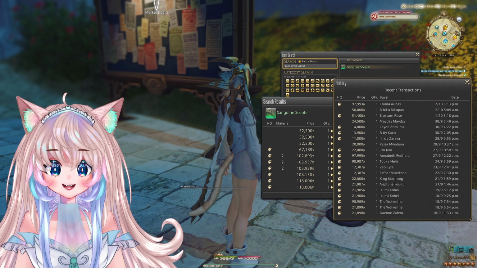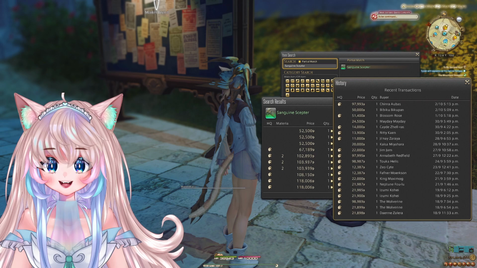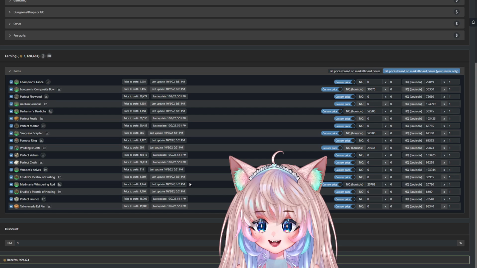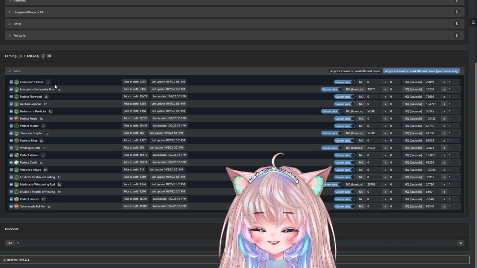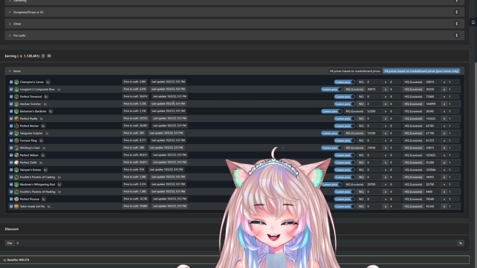And of course, take a look at all the weapons listed there and see what is actually best on your server. Now let's go ahead and take a look at the team craft list. Now here are all the items and its price to craft. 2.9k for the first one, the Green Champion's Lance. You can go ahead and sell it for 29,000. But of course, that's not even the best one. The Aeolian Scimitar, craftable with only 1.3k gil investment, sellable at 149,000.